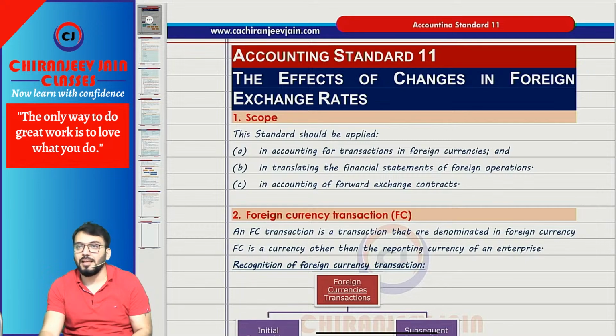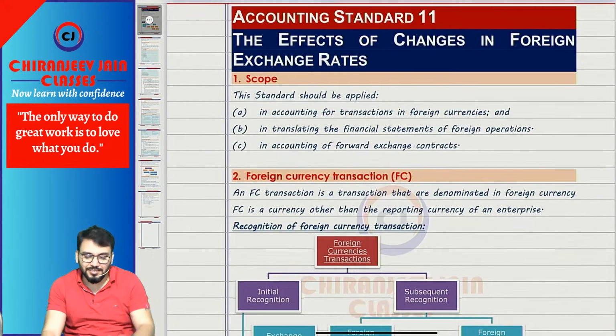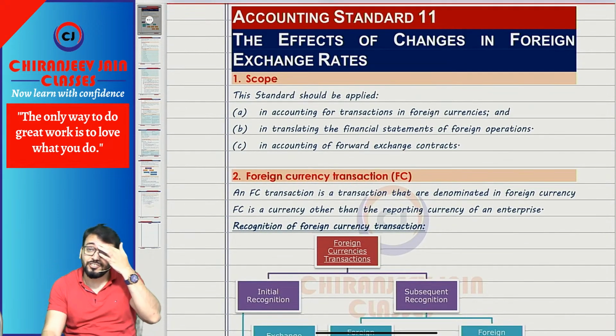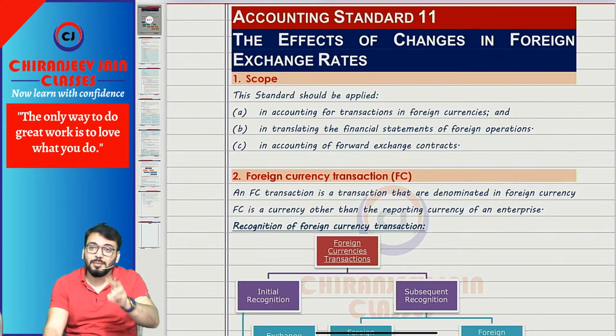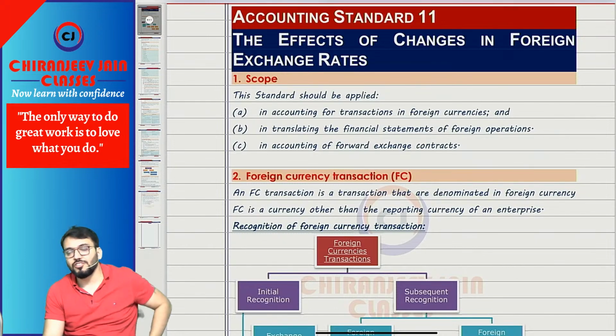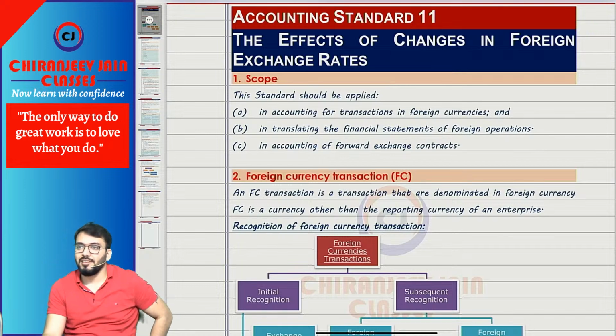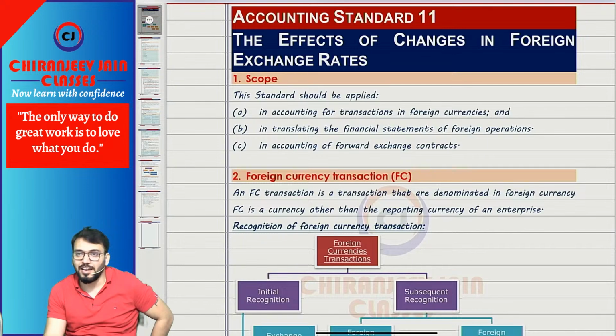Now let us come to AS11. AS11 is the effect of changes in foreign exchange rates. In this AS11 there are three points. First is foreign currency transaction. Second is foreign operation. Third is forward exchange contract.